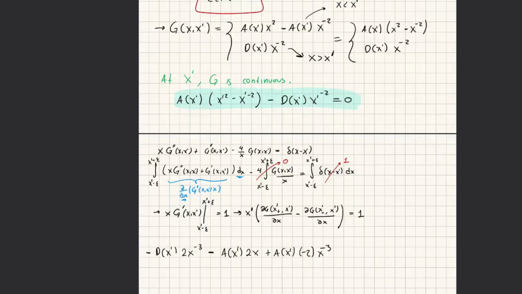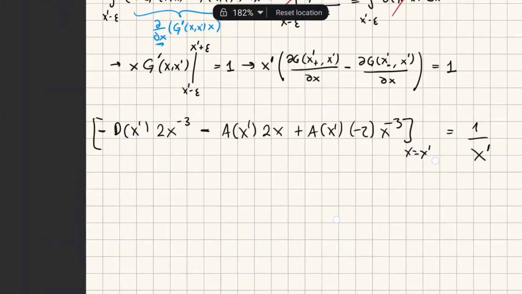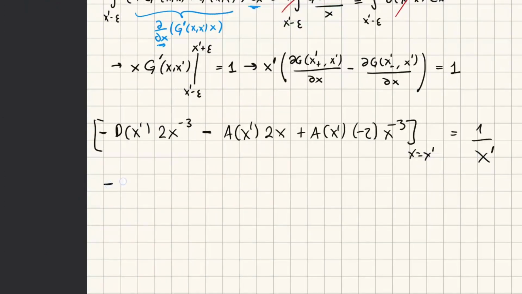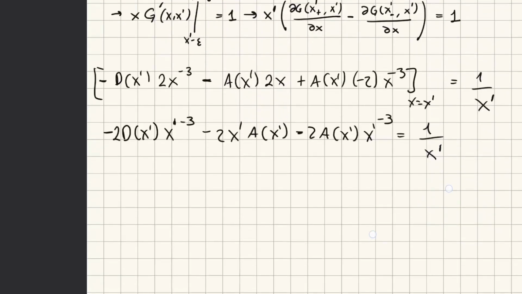Yep, and then all these evaluated at x equals x prime. And this is 1 divided by x prime. Okay, so we get the next: minus d of x prime. Let me write this 2 here. x prime to the minus 3 minus 2 x prime a of x prime minus 2 a of x prime to the minus 3 equal to 1 divided by x prime.